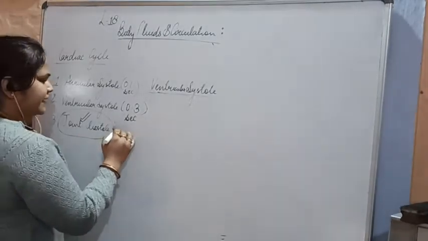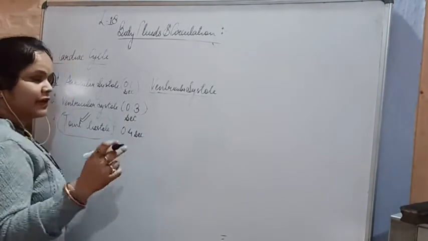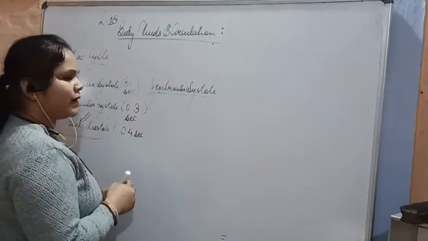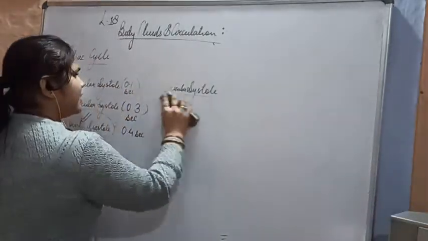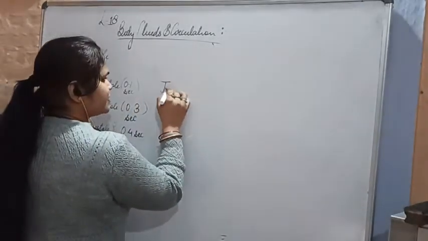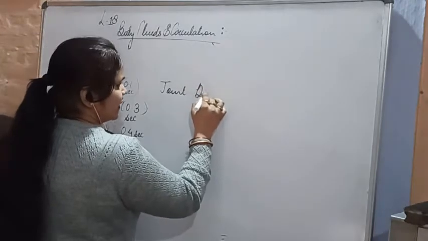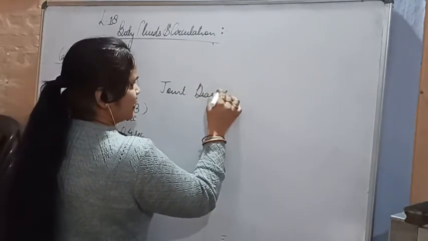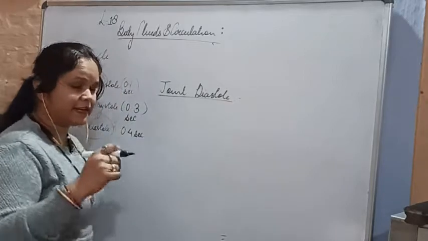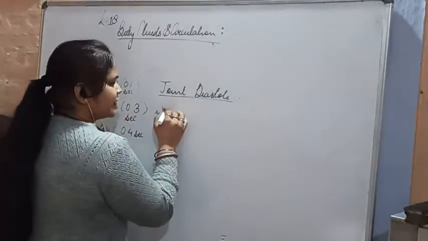Now the joint diastole timing is 0.4 seconds. We have not yet discussed what happens in the joint diastole. We have discussed the first sound production, but not the second sound production of the heart. The joint diastole occurs after the finish of the ventricular systole.